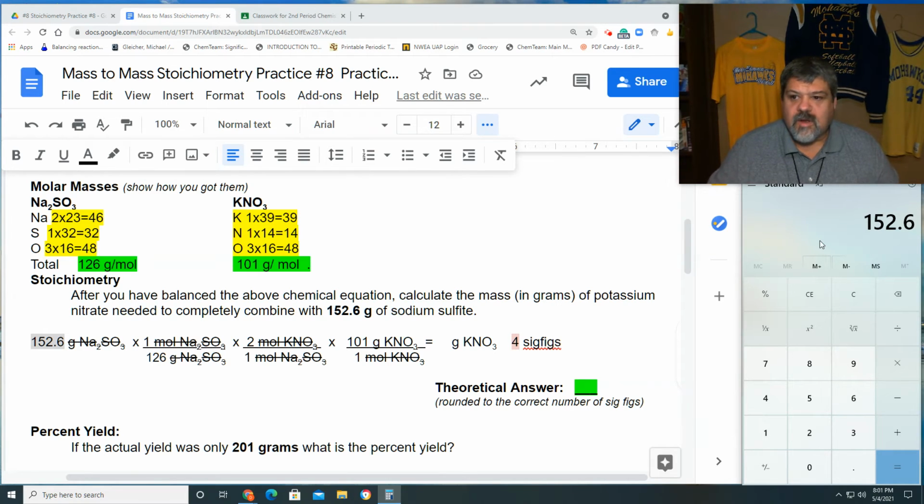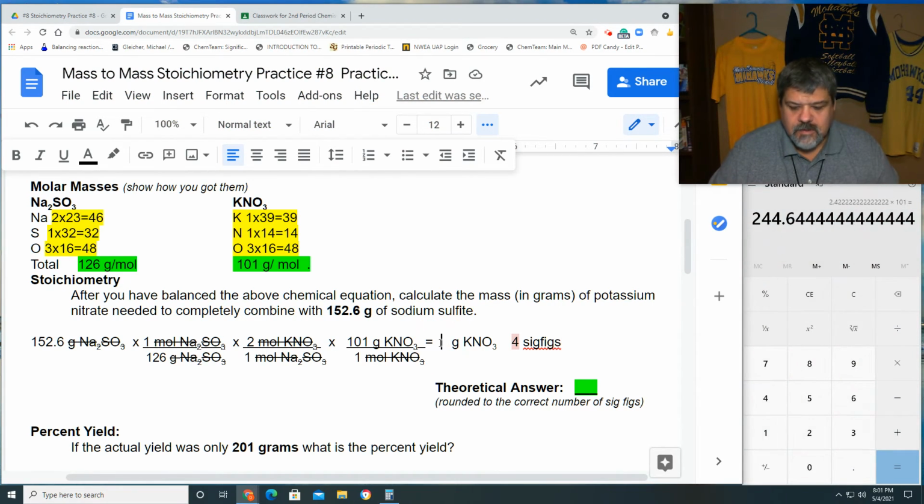152.6. We're going to multiply by the top, divide by the bottom. So I have multiply by 1, which I don't have to do. So we're going to divide this by 126. Then we're going to multiply by 2. I don't need to divide by 1. And then we're going to multiply by 101. And that's going to equal 244.6444.